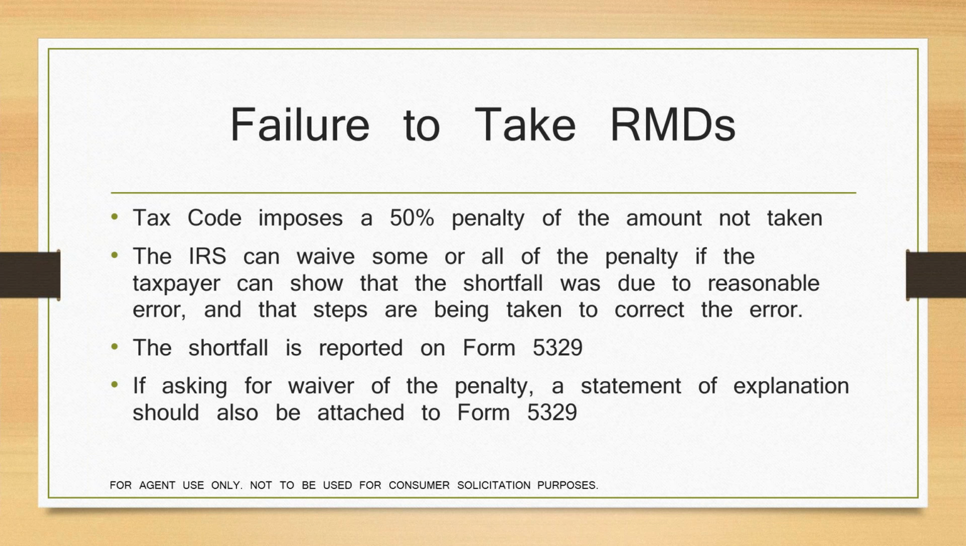The IRS has the ability to waive some or all of the penalty if the taxpayer can show that the shortfall was due to a reasonable error and that steps were taken to correct the error. It is the taxpayer's obligation to self-report to the IRS that an RMD was not taken. That is done on Form 5329. And the taxpayer on the same form can ask for a waiver of the penalty and has to prepare a letter of explanation which shows that the shortfall was due to reasonable error and steps were being taken to correct the error. That letter needs to be attached.